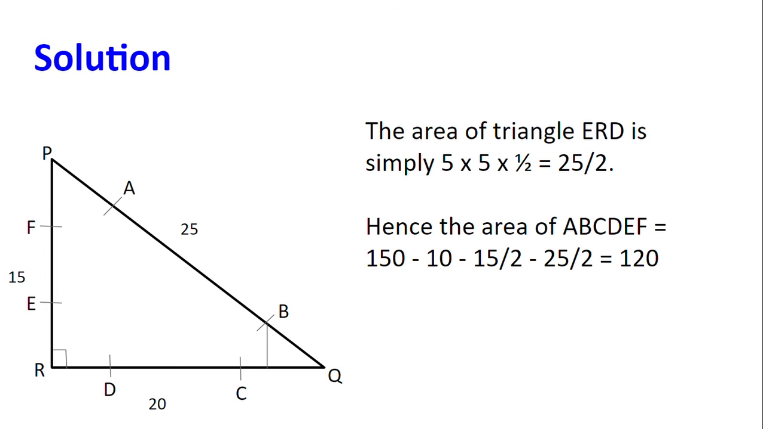And so the area of ABCDEF is 150 minus 10 minus 15 over 2 minus 25 over 2, which is 120.